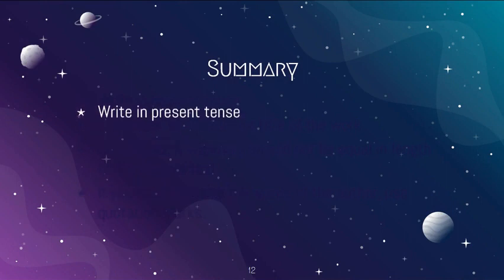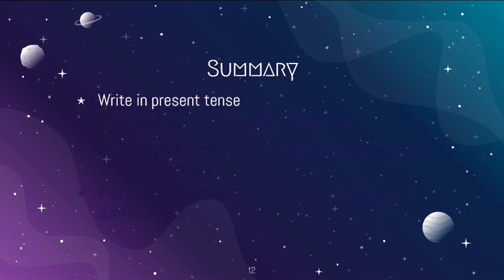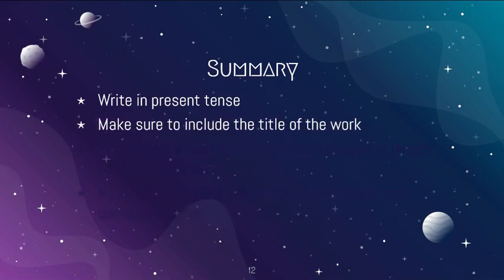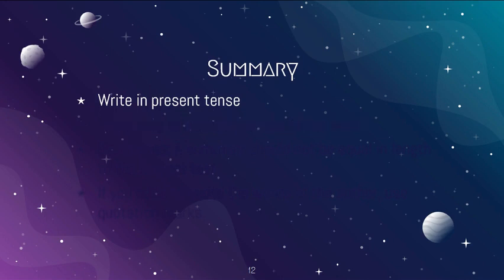So when you write a summary, be sure that you write in the present tense. Use present tense verbs. Make sure to include the title of the work. So at the top, on your notebook paper before you start your summary, write Leaving Main Street. That's the title of the work, and you're going to write your summary below that.